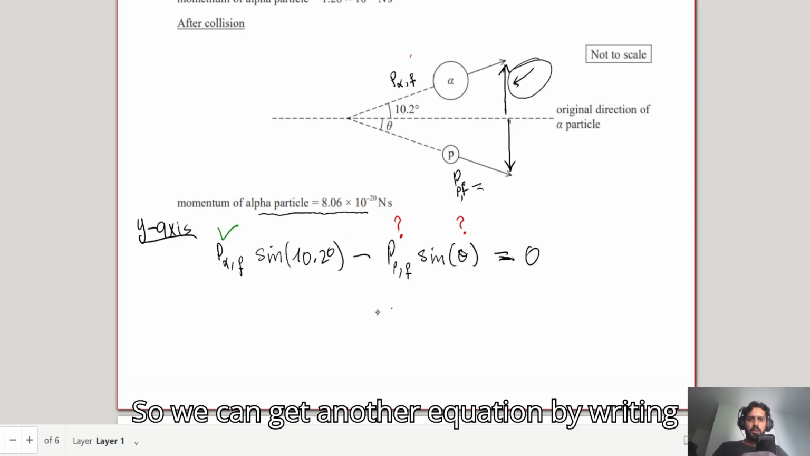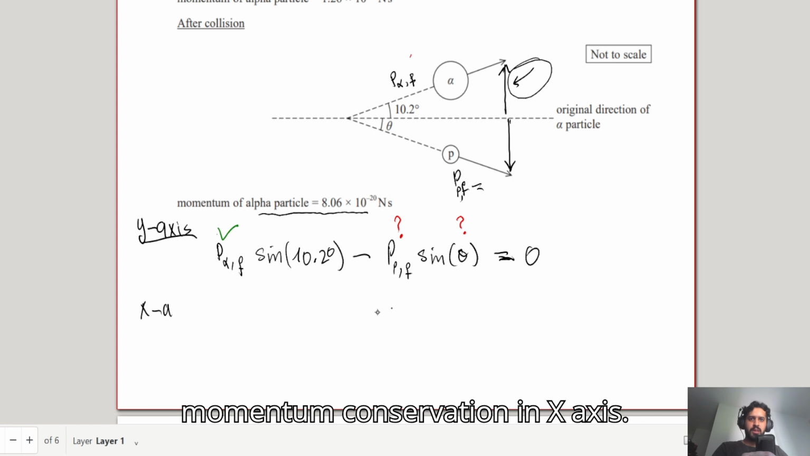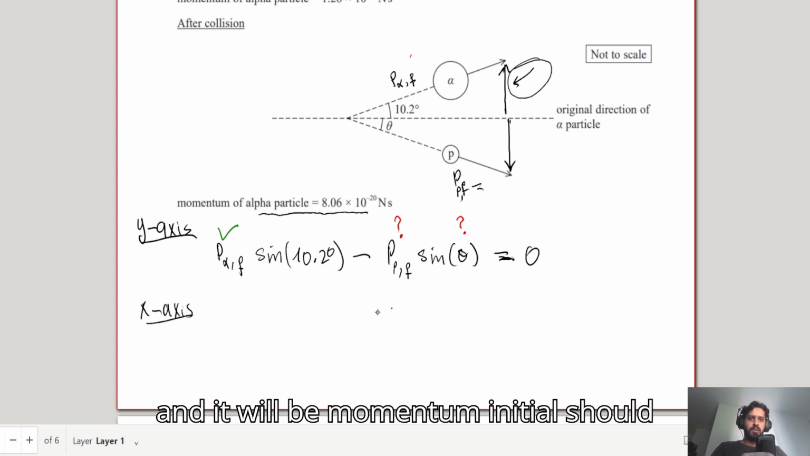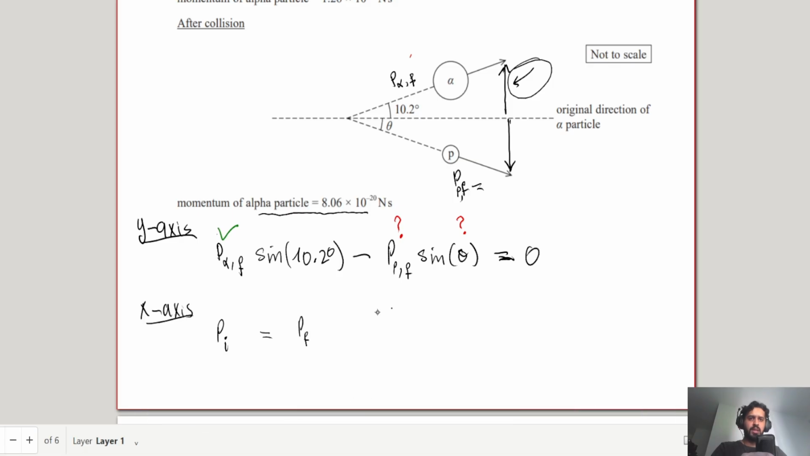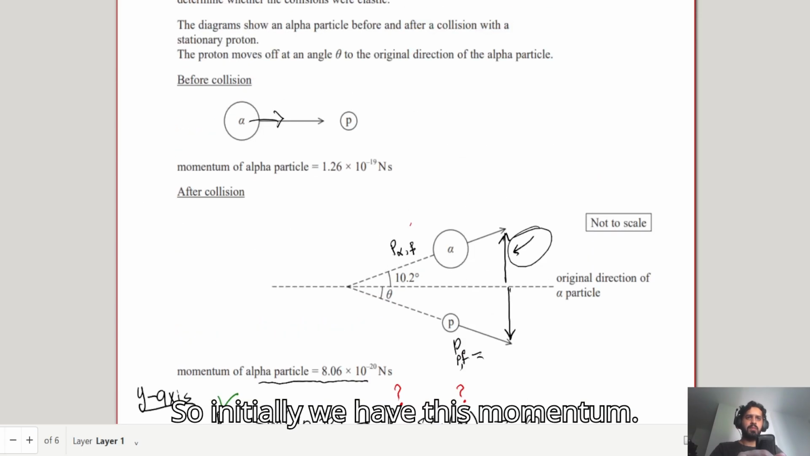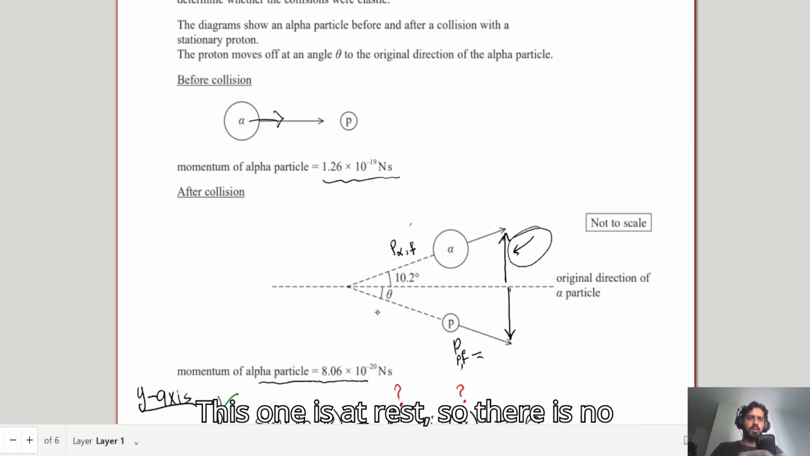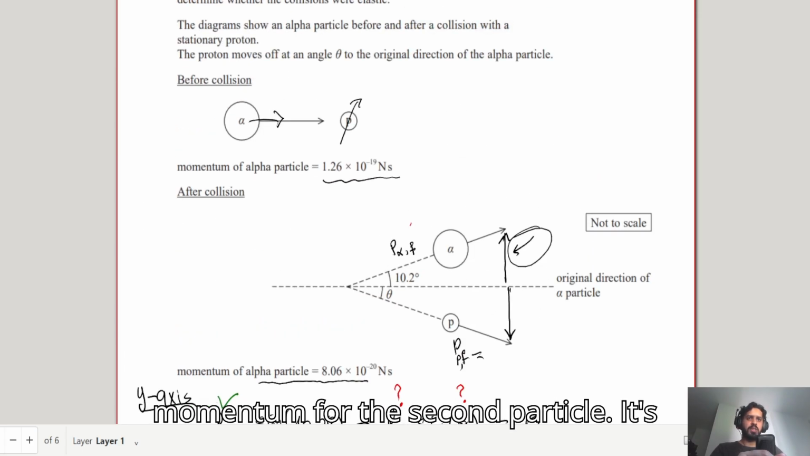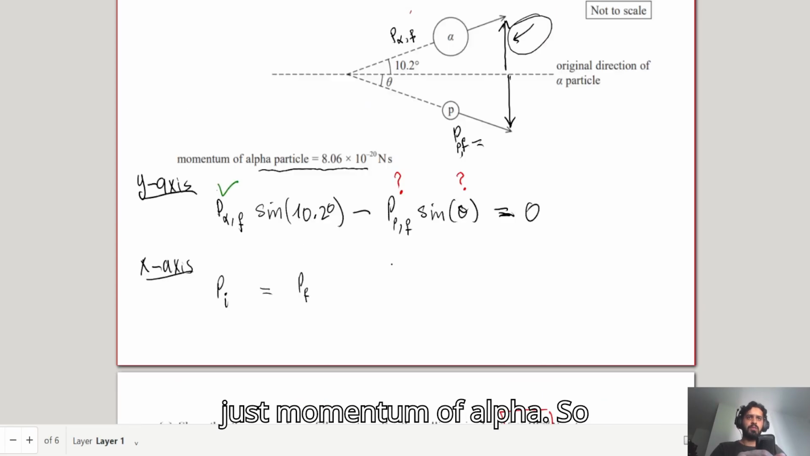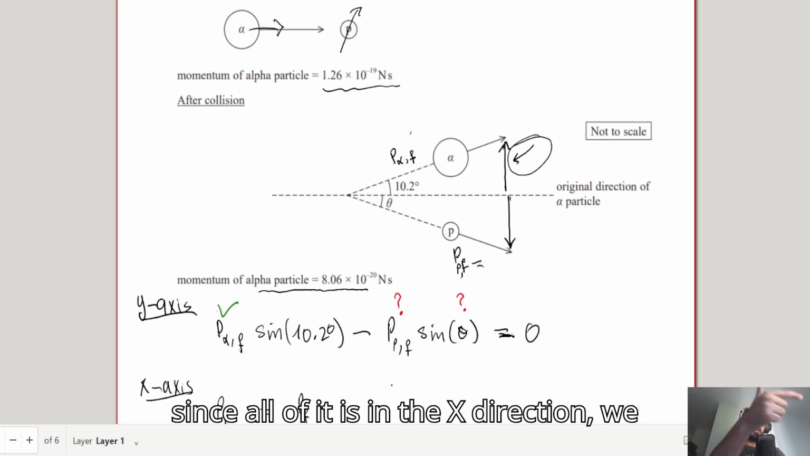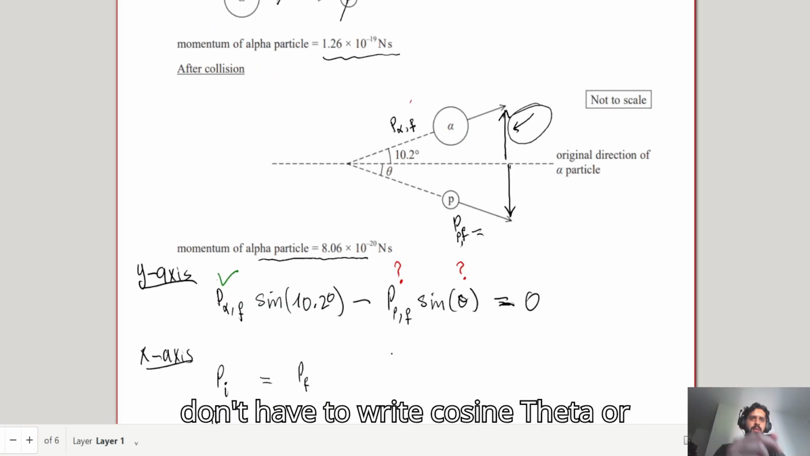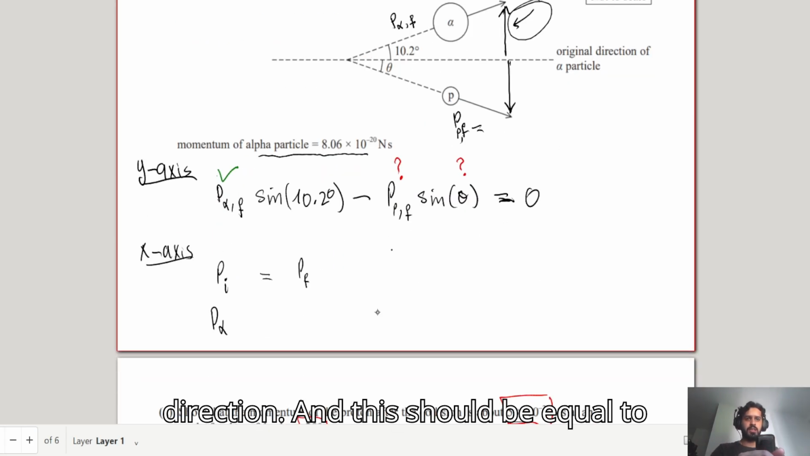Remember, this is our equation in the y-axis for the momentum conservation. So we can get another equation by writing momentum conservation in the x-axis, and it will be momentum initial equal to total momentum final, both in the x direction. Initially we have this momentum. This one is at rest, so there is no momentum for the second particle. It's just the momentum of alpha. So let's just write P alpha. And since all of it is in the x direction, we don't have to write cosine theta or anything. It's all in the x direction.